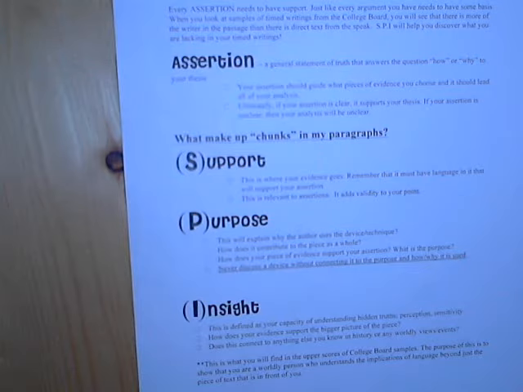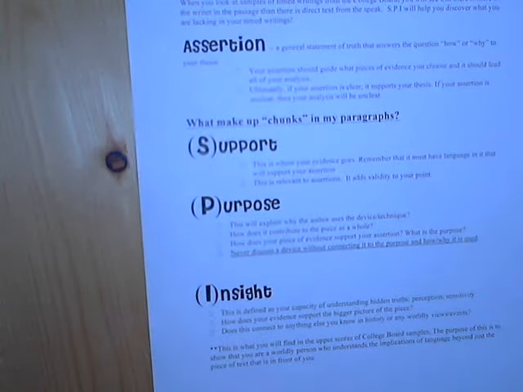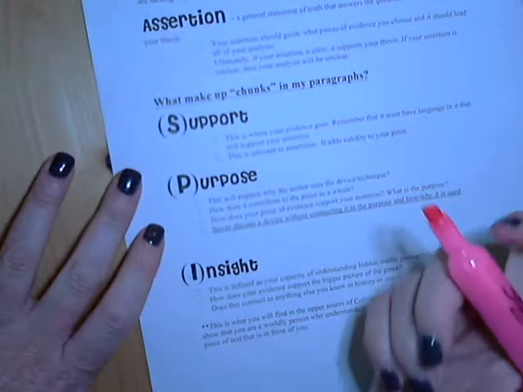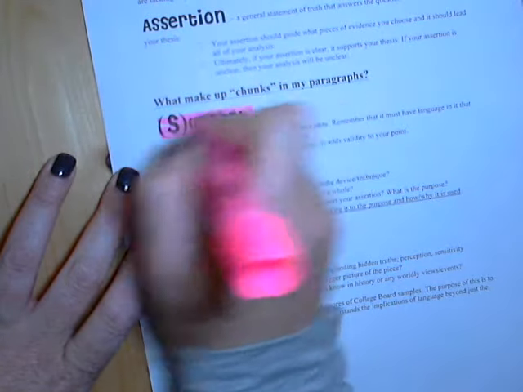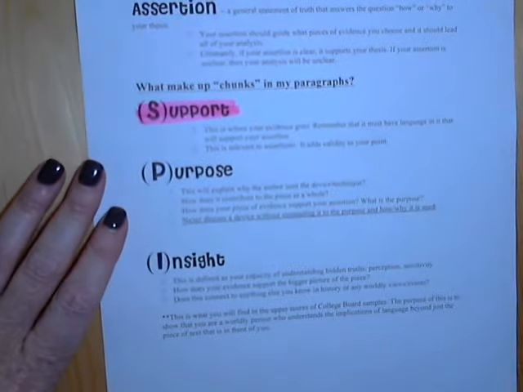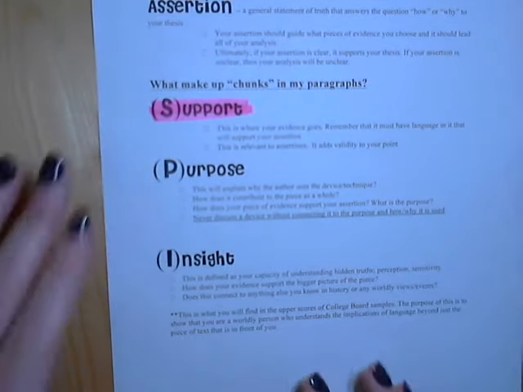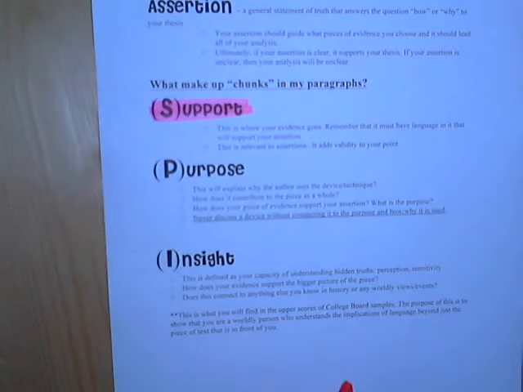Okay, so we have talked about SPI. We've talked about assertions. For the most part, we are pretty on point with our assertions. All right? So what I want you to do now is pick colors. So for me, my support is going to be pink. Now notice I have these posters over here to the left, so if you ever get lost, you can go back and try to remember.